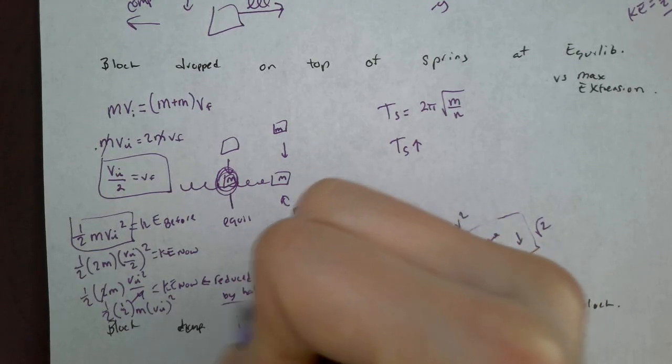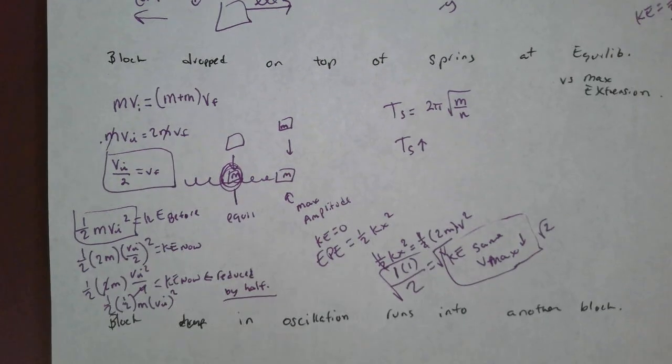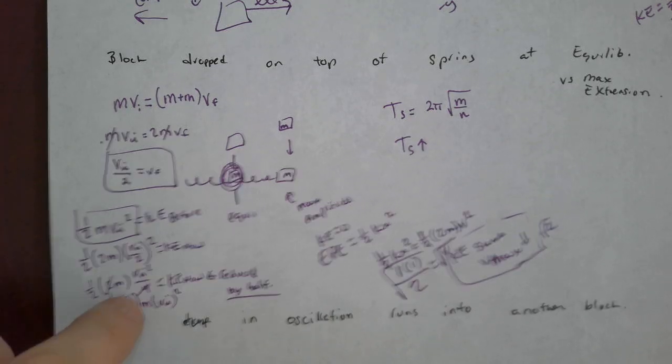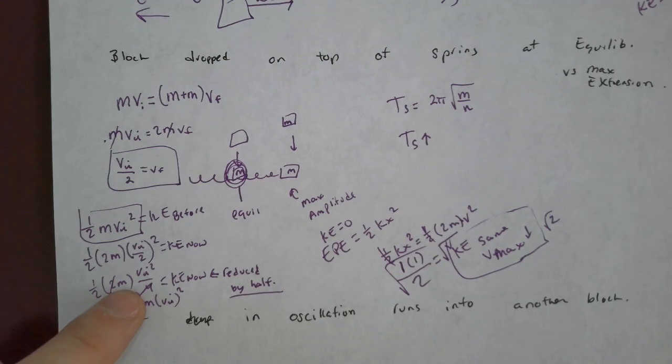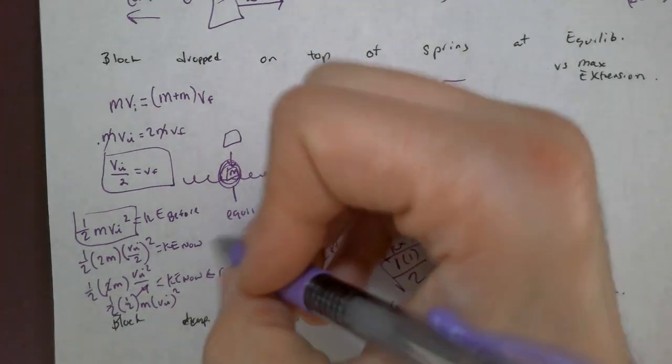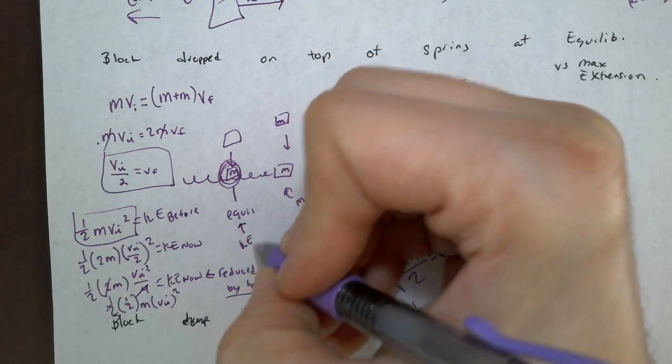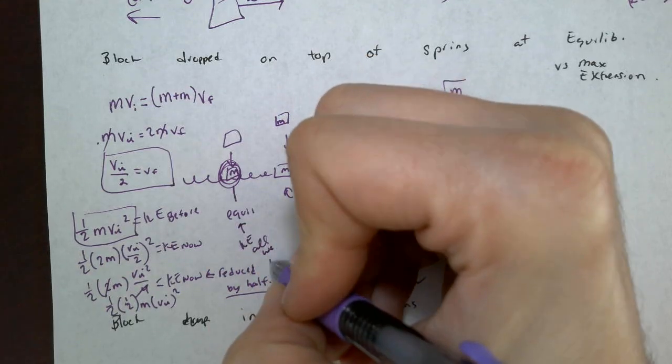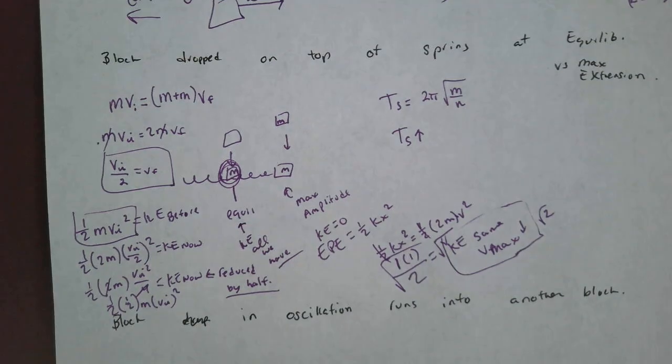Now that is only true if the blocks are the exact same mass. If they're different masses, then it would be reduced by maybe 1/4 or 1/3 or whatever. Okay? But the key here is energy got reduced by half in my scenario, and at this moment, kinetic energy is all we have. So we will reduce the total energy.